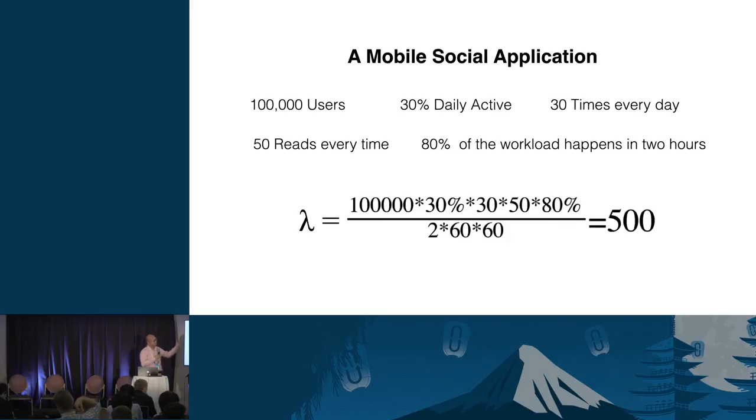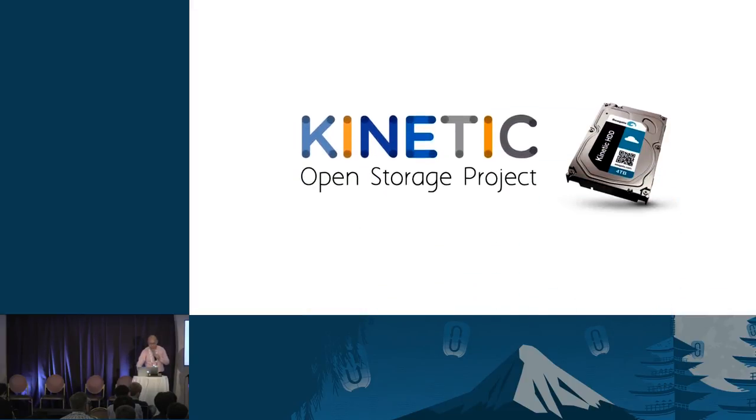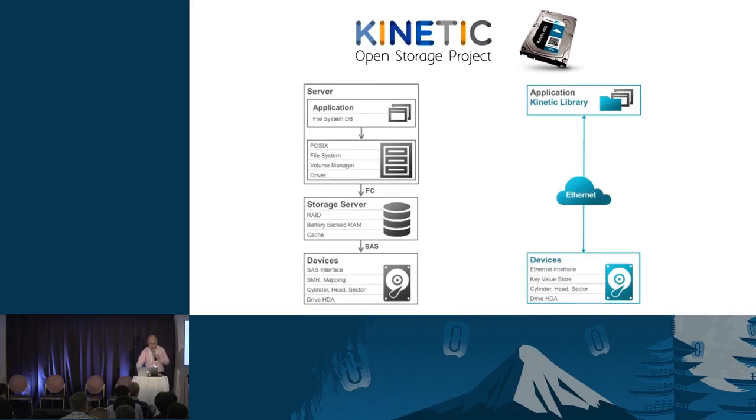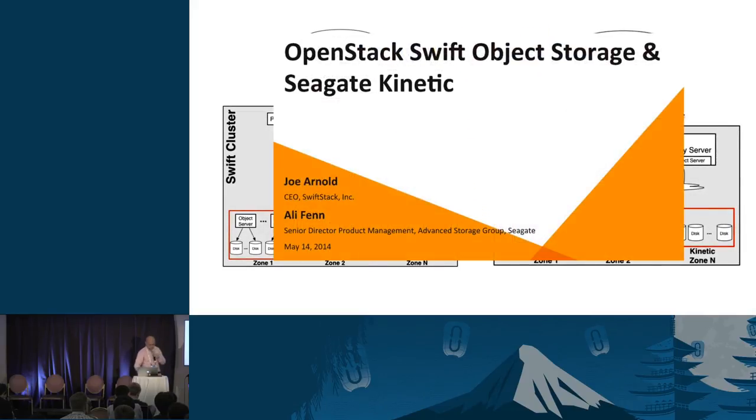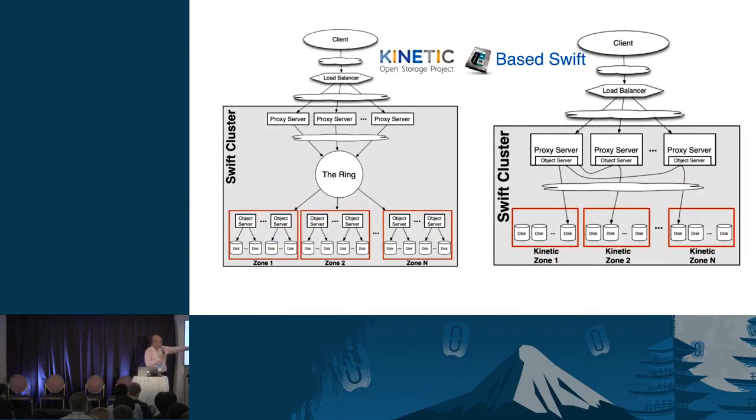So he uses these numbers to get this number, and he can know how many things he needs to buy, and how much he needs to spend on the devices and the servers.